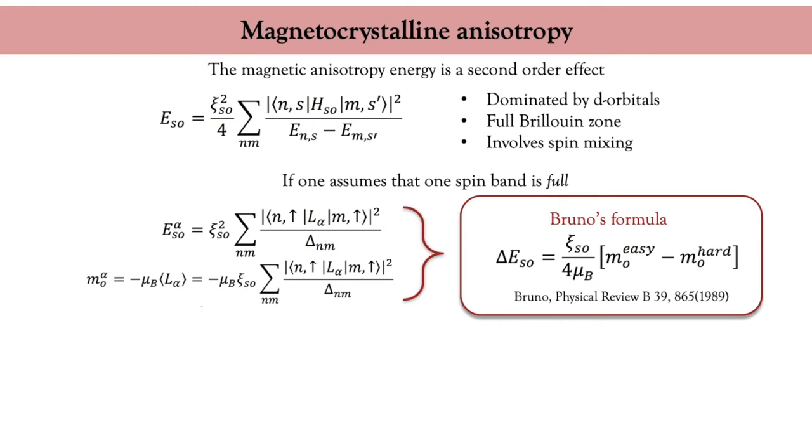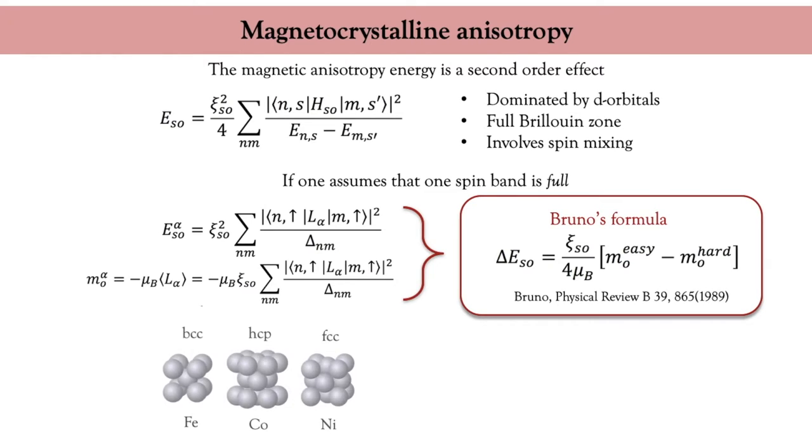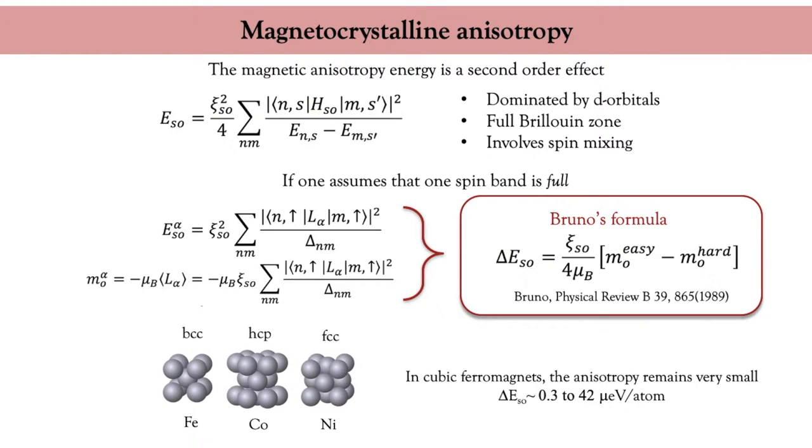Therefore, one arrives at Bruno's formula that relates the magnetocrystalline anisotropy with the anisotropy of the orbital moment. This is a very powerful formula that has influenced many research works in the past few decades. It actually points out that the magnetic anisotropy is expected to be very small in the bulk of transition metals. Indeed, since the cubic environment of these transition metals is not too far from the spherical symmetry, one obtains a very small orbital moment anisotropy, and therefore a small magnetocrystalline anisotropy of the order of a few microelectron volt per atom.